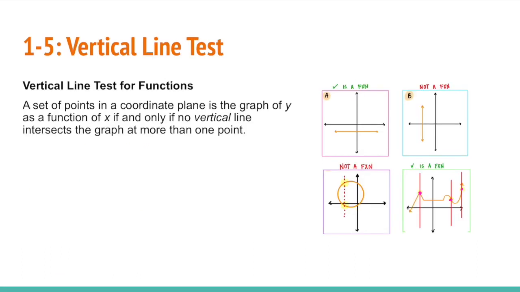Reviewing our vertical line test, when we draw a vertical line at any point through the function, it should only intersect our graph at one point. If it intersects our graph at more than one point, then our graph is not a function.